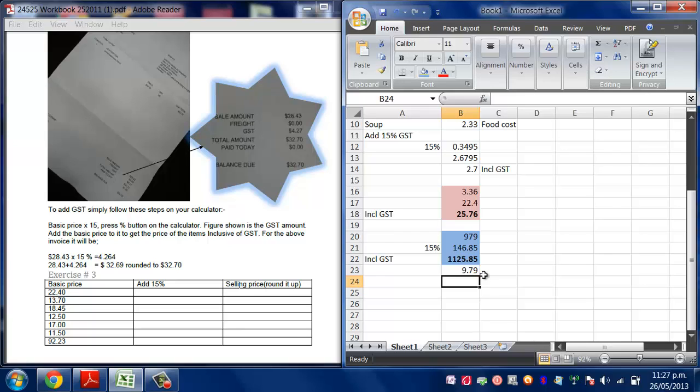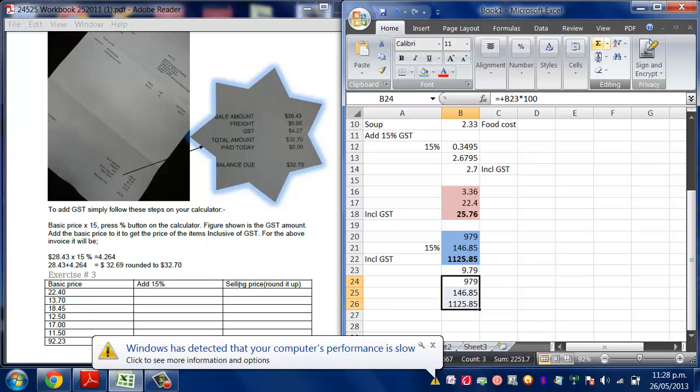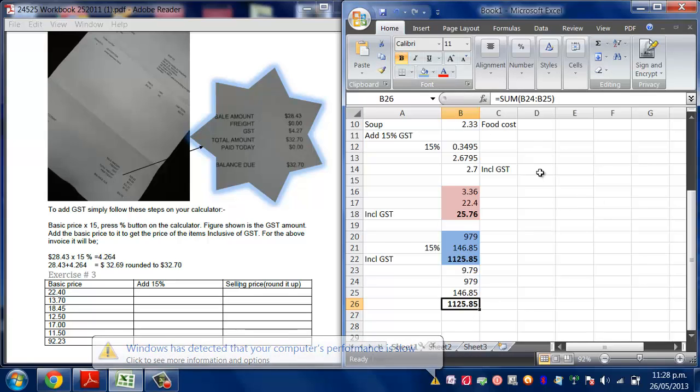Now if we multiply 9.79 times 100, we will get a basic price which is the same as this one, and if we multiply 9.79 by 15, we'll get the GST component of it, which is 146.85. So this is called a reverse method of checking whether your answer is correct or not. And if you total these two again, the sum total should be 1125.85. So try that out, and thank you for watching this video.